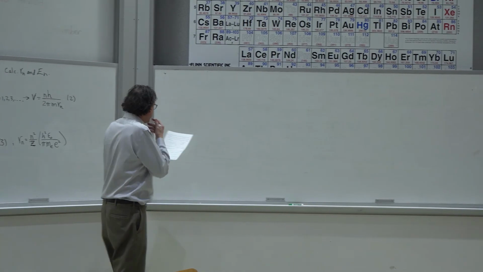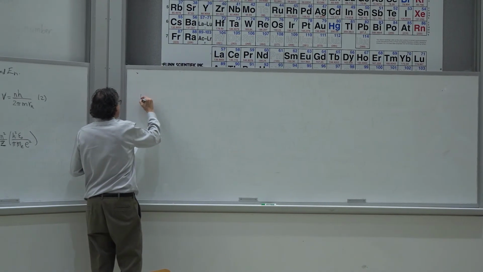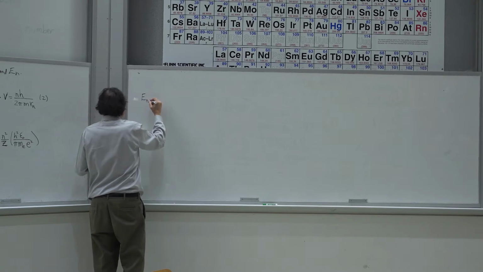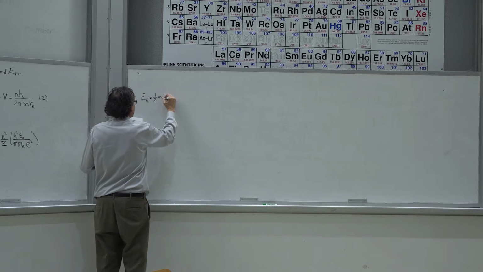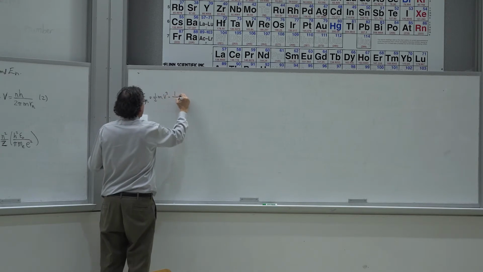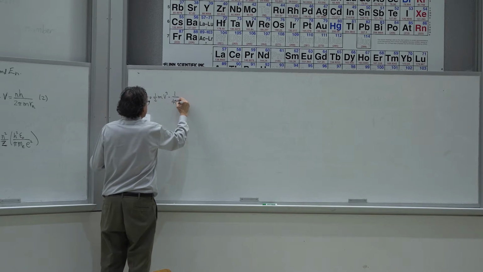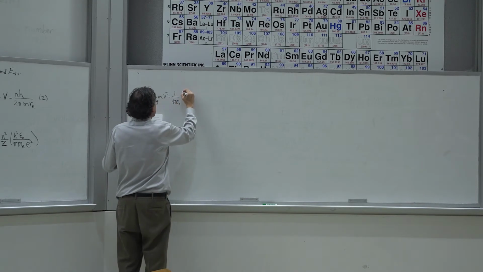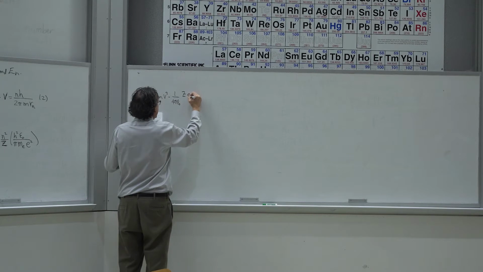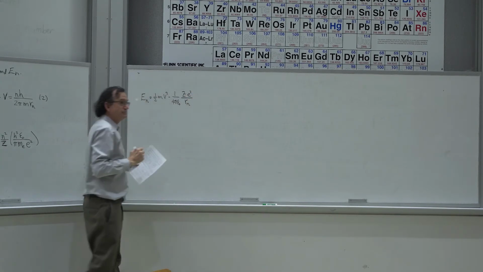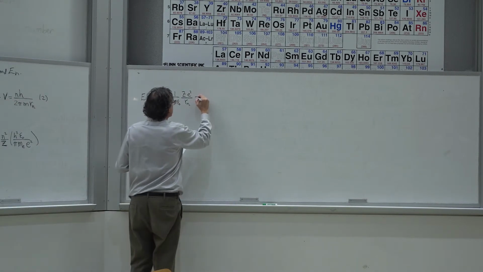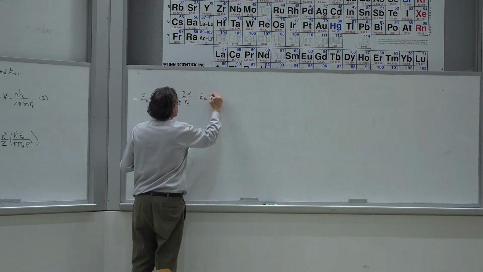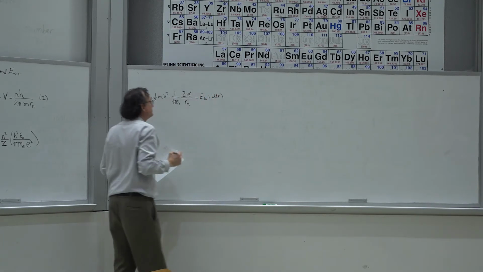Okay, so let's write down the total energy. I'm going to write down that the energy of the electron in the nth excited state is equal to 1/2 mv squared minus 1 over 4 pi epsilon naught times Z e squared divided by r sub n. Everybody? This is kinetic plus potential. This is equal to kinetic energy plus potential energy. Okay?